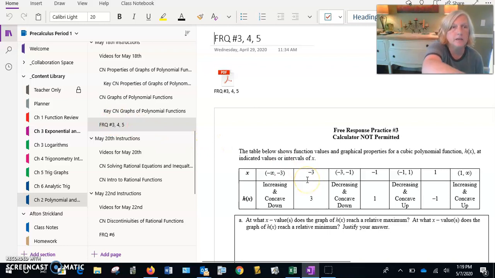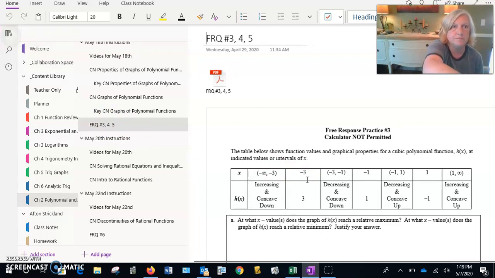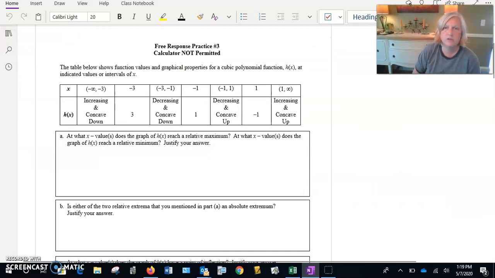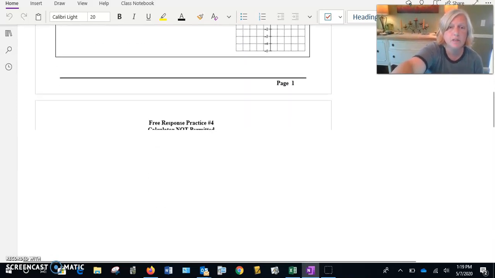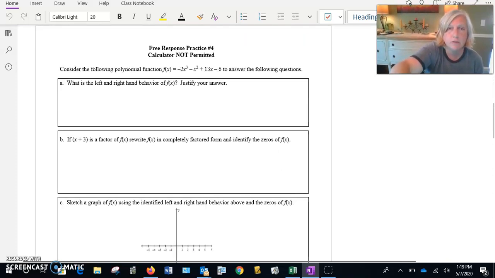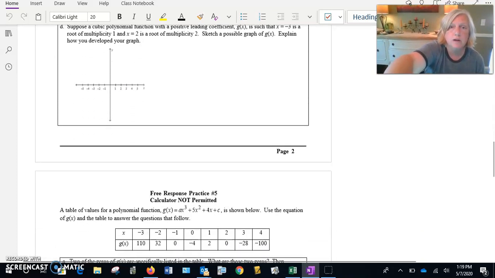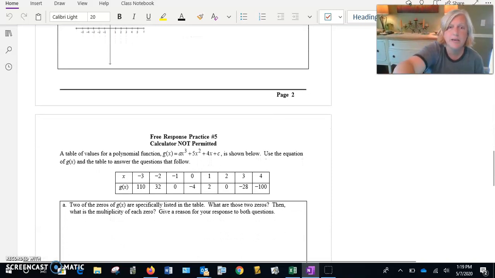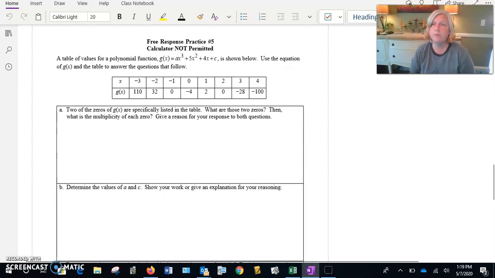And you'll notice that here in the first one, what I'm doing is giving you some information about the behavior of the graph, and then I'm going to be asking you to answer some questions. So I'm giving you properties and then asking you questions about the function. In the second one, I'm giving you the algebraic formula for it and then asking you questions about the function. So we kind of did verbal, then we did algebraic, and then down here we have a numeric FRQ where I give you a table of values and ask you questions about the function.